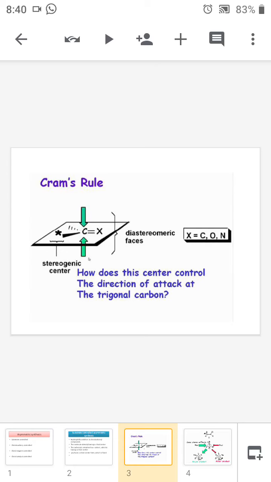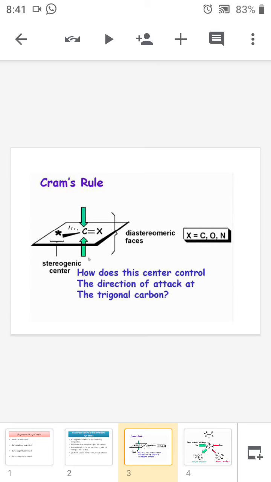See here, the chiral center which is connected to the carbonyl group is represented by an asterisk sign. So the configuration of that chiral center, suppose it may be S. Then during the nucleophilic addition, there are two possibilities for the attack of the nucleophile to the carbonyl group. First is in the upward direction and the second one is the downward direction.